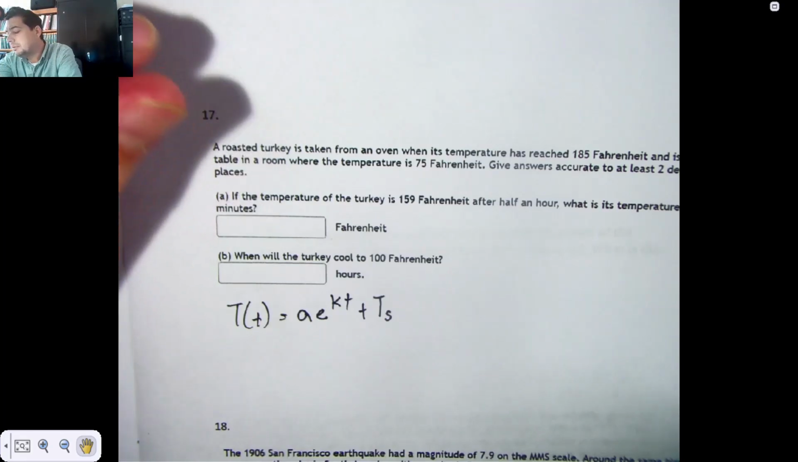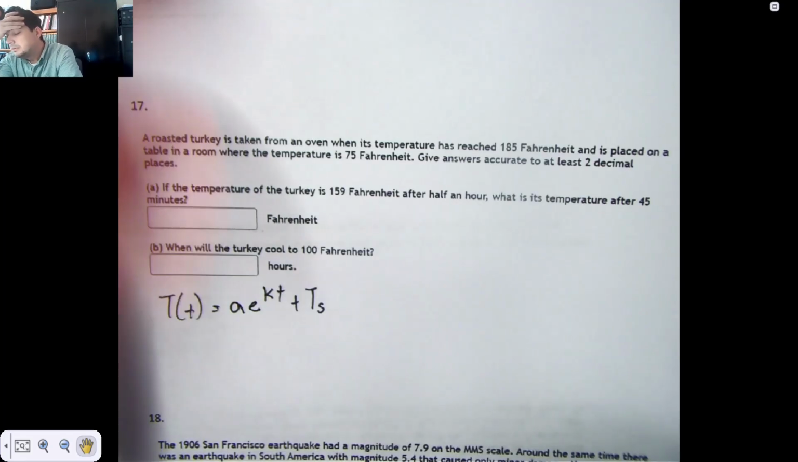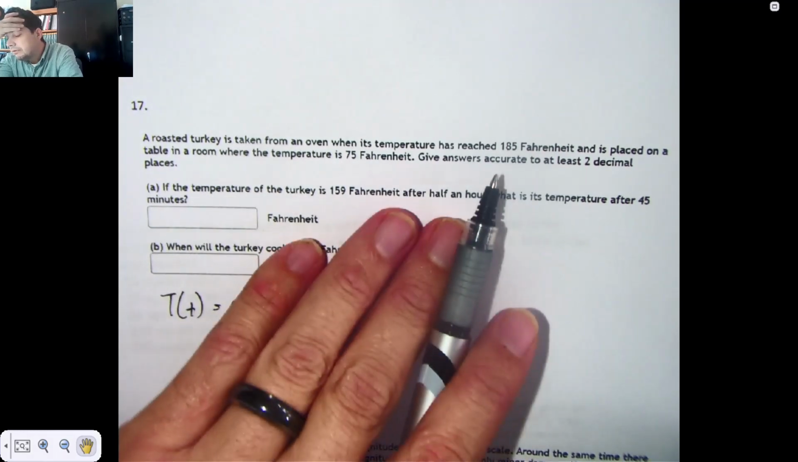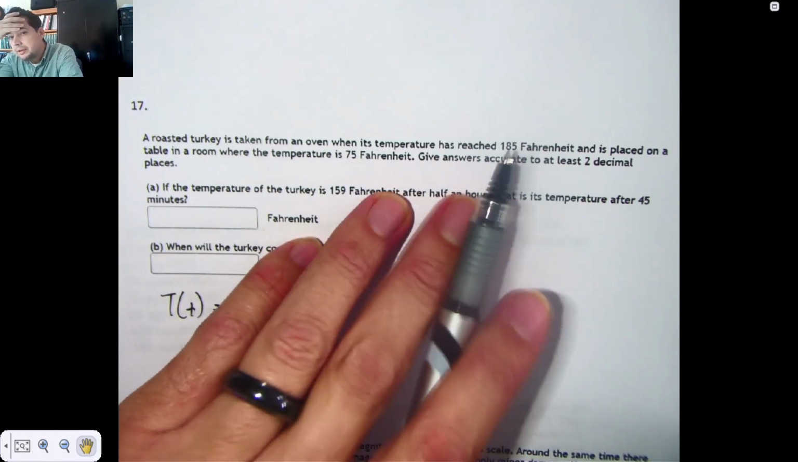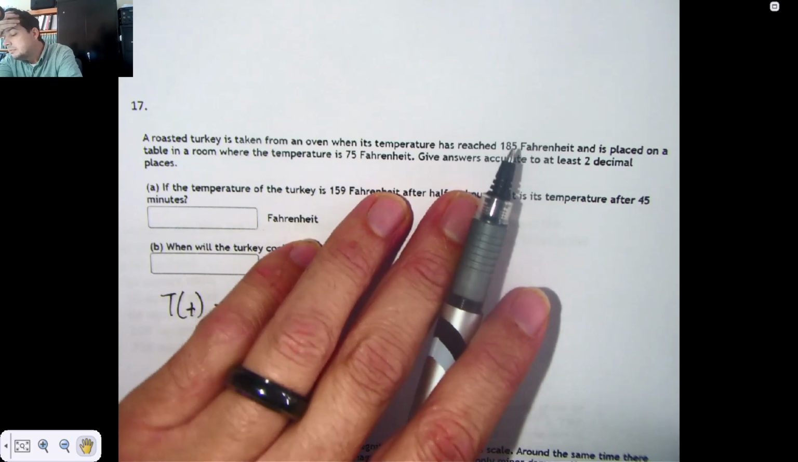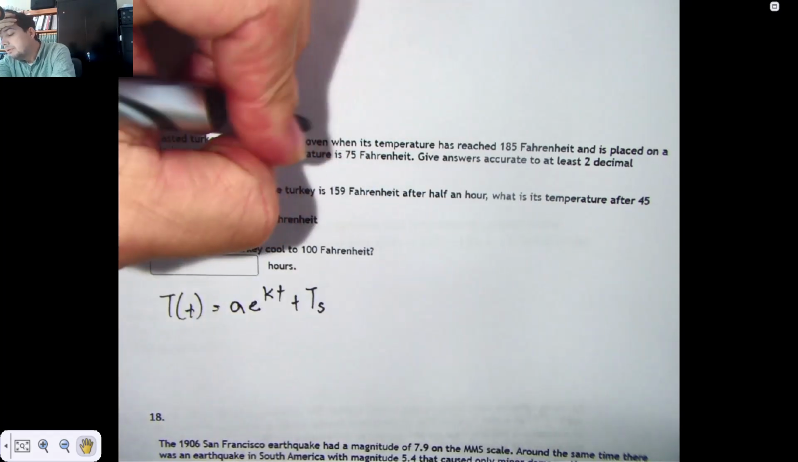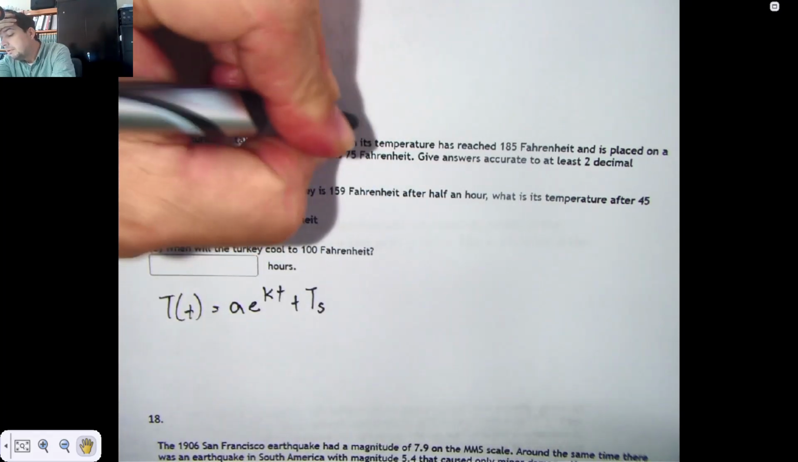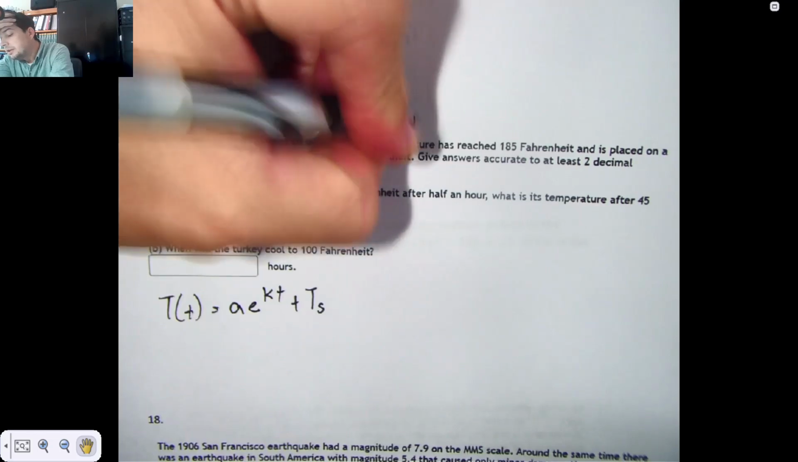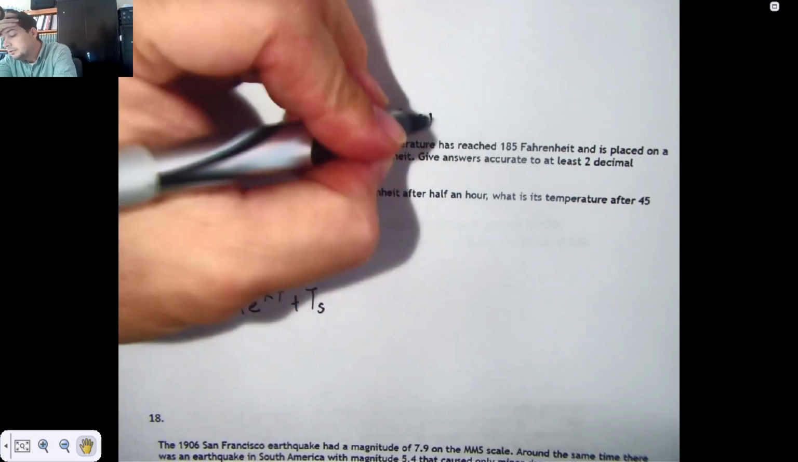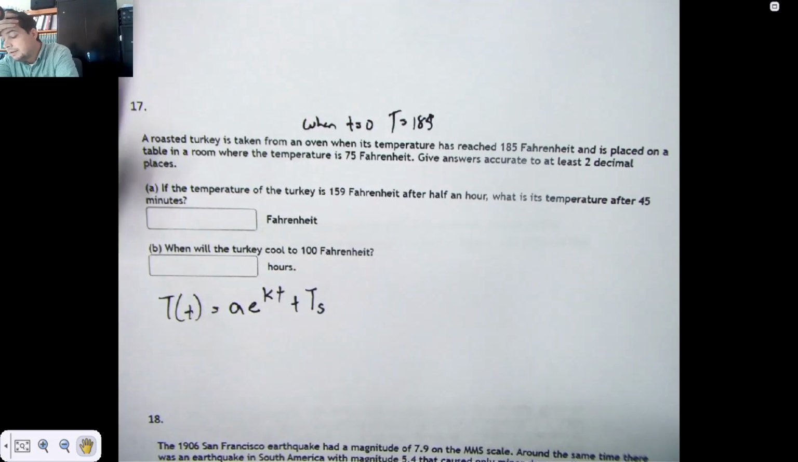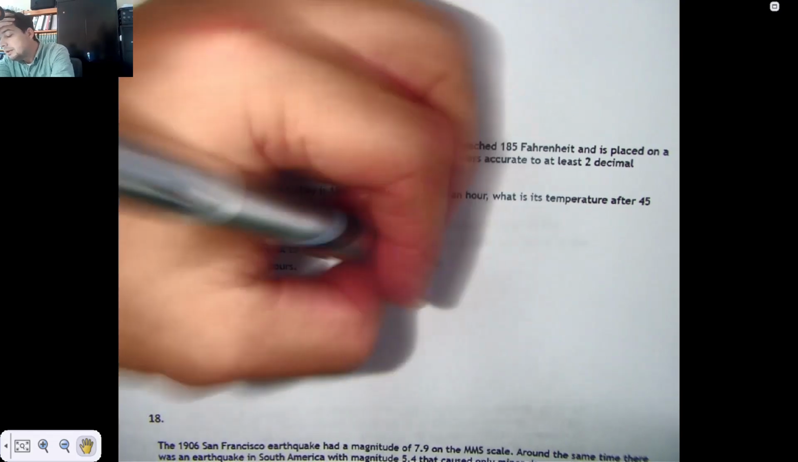And this is a multi-part problem. So a roasted turkey is taken from an oven when its temperature has reached 185 degrees Fahrenheit. So what we have here is when time is 0, temperature is 185. So I can plug some stuff in. So T of 0 is 185.